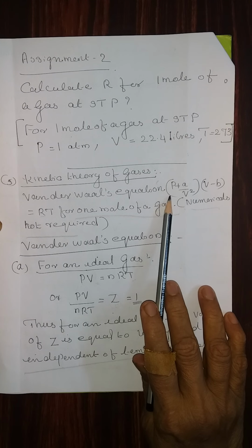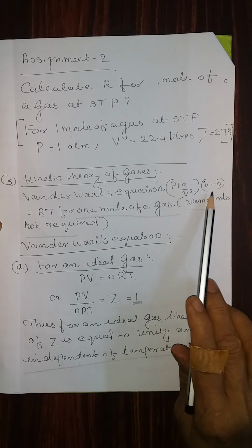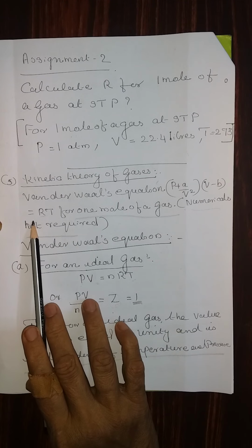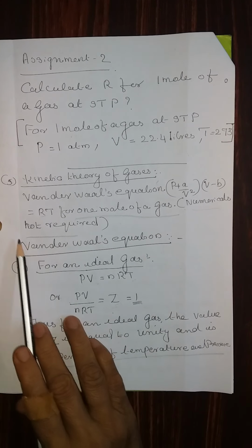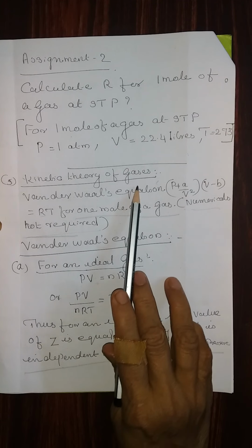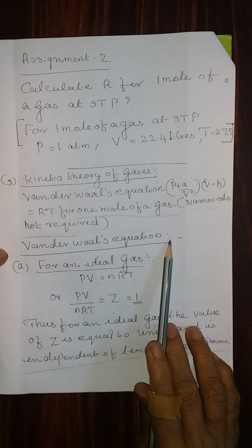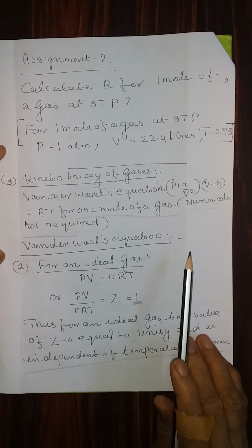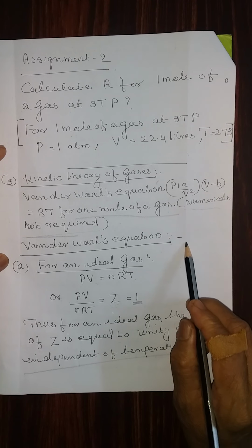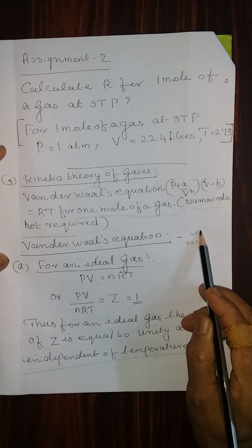Van der Waals equation, that is (P plus a by V squared) into (V minus b) is equal to RT for 1 mole of a gas. Numericals are not required. This is the syllabus portion. Van der Waals equation: let us know what is meant by an ideal gas and a real gas. A question can be asked to distinguish real and ideal.